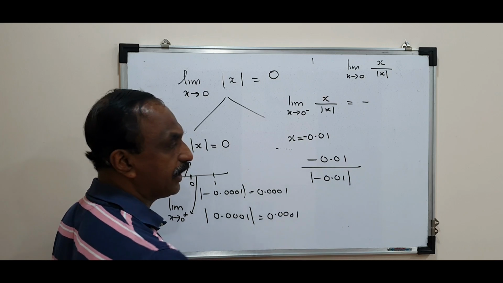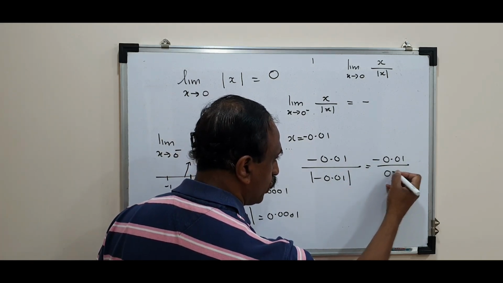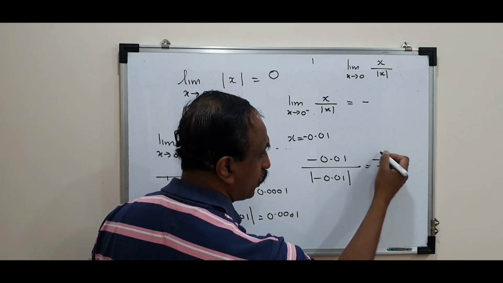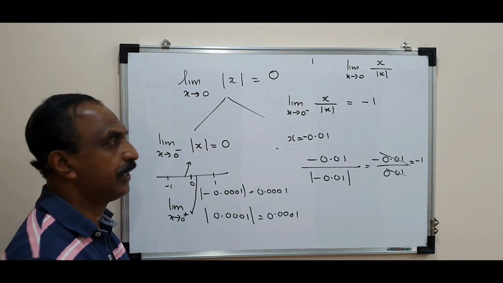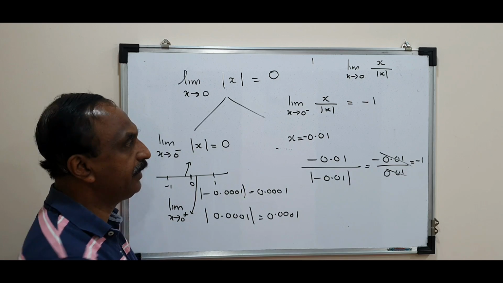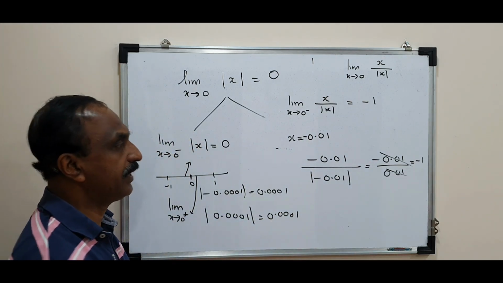Numerically they will have the same value. So your answer will be minus 0.01 divided by 0.01, because the modulus negative went away. But numerically, because they have the same value, they will cancel and become 1. They are of opposite sign, so it becomes minus. So hence it will be minus 1.